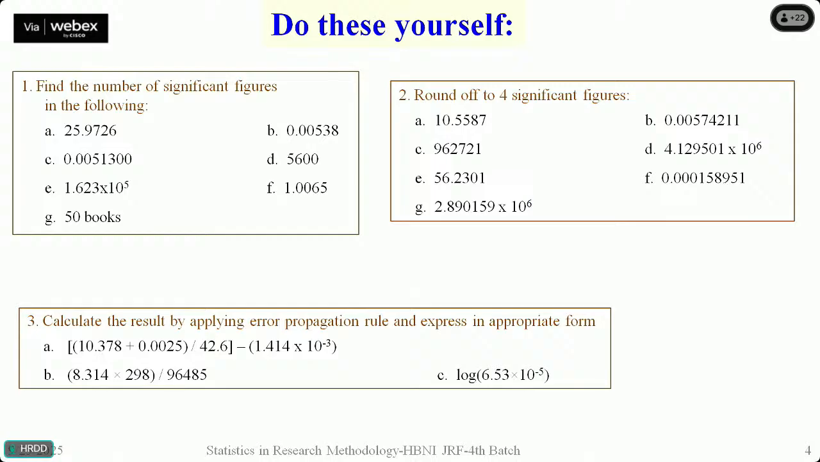2D. 4.129501. So after the 5 is the digit being dropped.